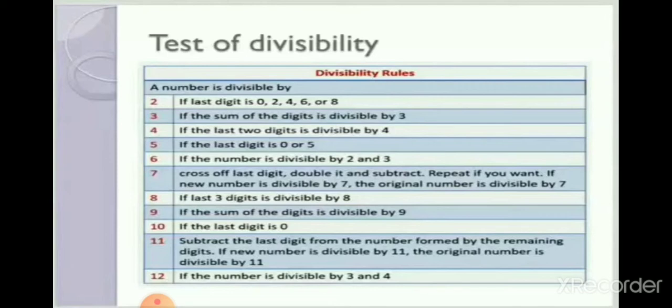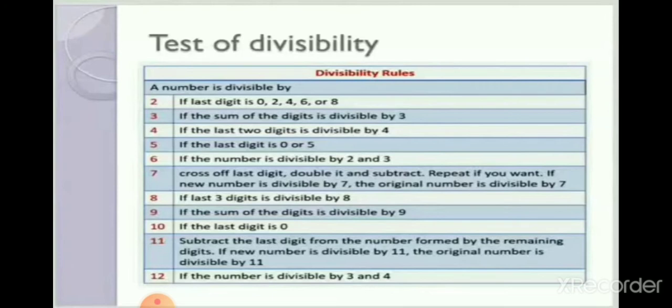A number is divisible by 7. How? Let us see. Cross off the last digit, double it and subtract. Repeat if you want. If the new number is divisible by 7, the original number will also be divisible by 7. A number is divisible by 8 if the last 3 digits are divisible by 8. A number is divisible by 9 if the sum of the digits is divisible by 9. So you can see the divisibility rule of 3 and 9 is just similar. Then a number is divisible by 10 if the last digit is 0.